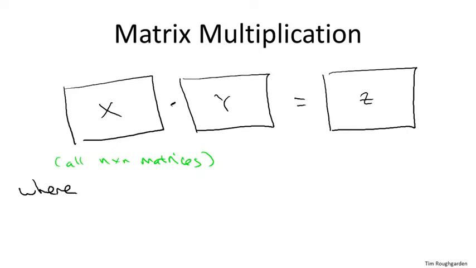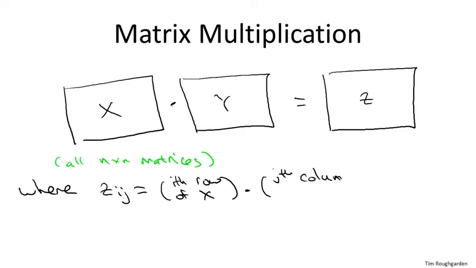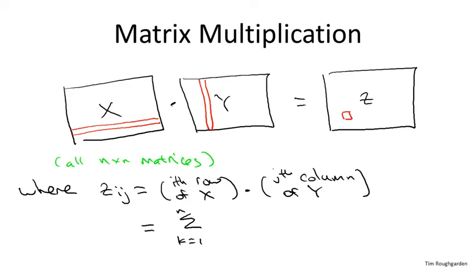Well, recall that the ij entry of Z, that means the entry in the ith row and the jth column, is simply the dot product of the ith row of X with the jth column of Y. So if ij was this red square, this red entry over in the Z matrix, that would be derived from the corresponding row of the X matrix and the corresponding column of the Y matrix. And recall what I mean by dot product. That just means you take the products of the individual components and then add up the results.